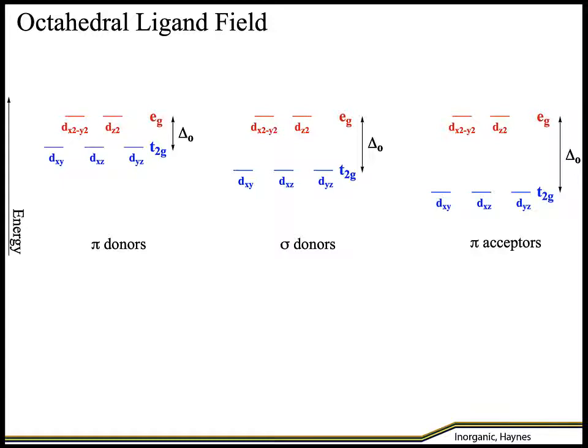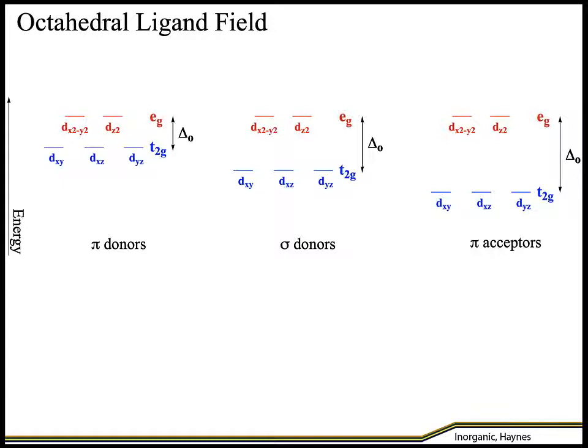So if we go back a few lectures to our ligand field theory discussion, where we saw that depending on the ligand types that were bound to a complex, whether we had pi donors or sigma donors or pi acceptors, we see this difference in this value of delta octahedral, right? This energy difference between our lower lying T2g state and our higher lying eg state.